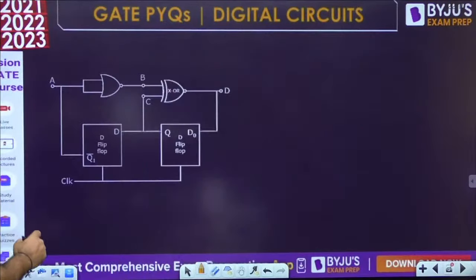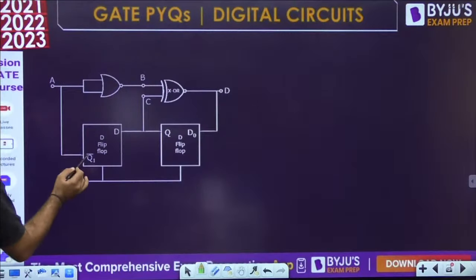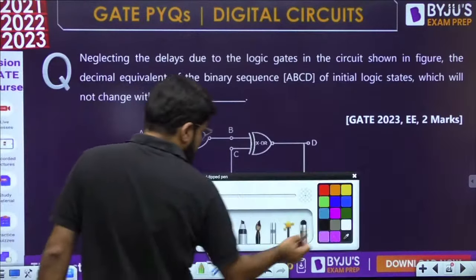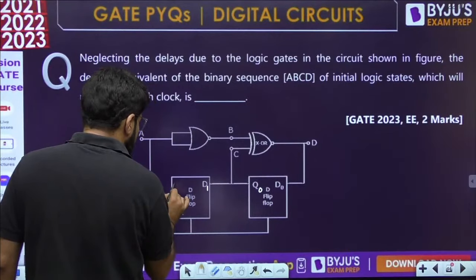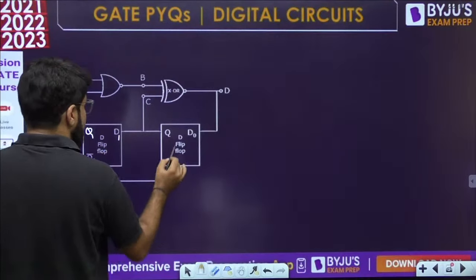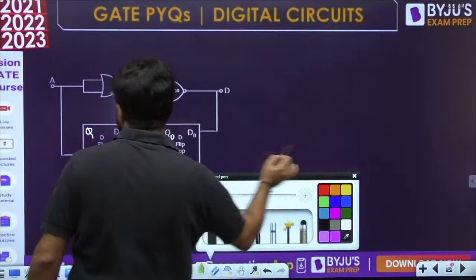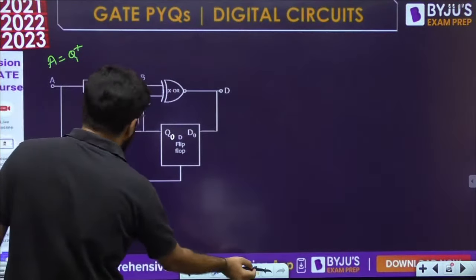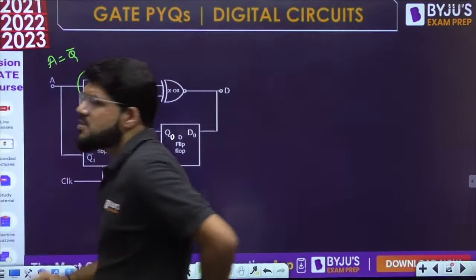Now let us come to this diagram and see what A is. A is coming from Q1 bar, and this is D0. Let me complete it. Suppose this is Q0, and this is Q1 bar, this is D1. This is D1, this is Q0, this is D0. So what is A equal to? A is coming from the Q1 complement.